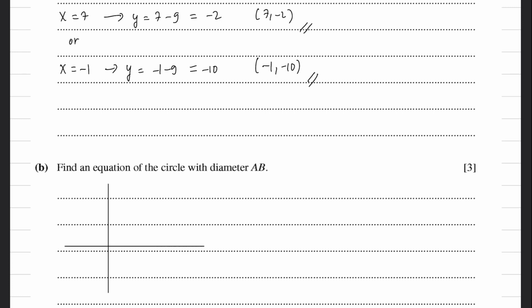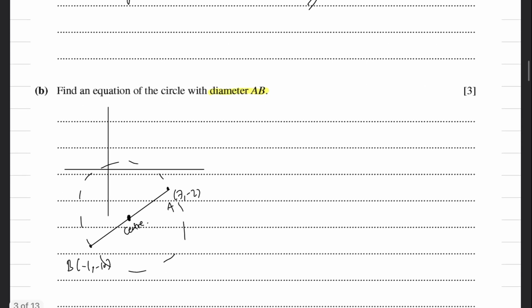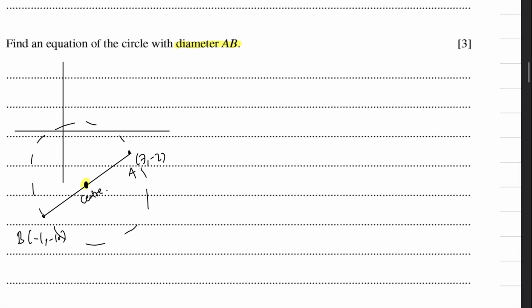So (7, minus 2) is around here. Let's call it A. And (minus 1, minus 10) is around here. This is our B. So AB is the diameter, which means that in the middle is the center. And then we just need to draw the circle from here. Now, because we know that AB is the diameter, it means that the midpoint of AB is the center of the circle. So to find the center, you just need to find the midpoint.